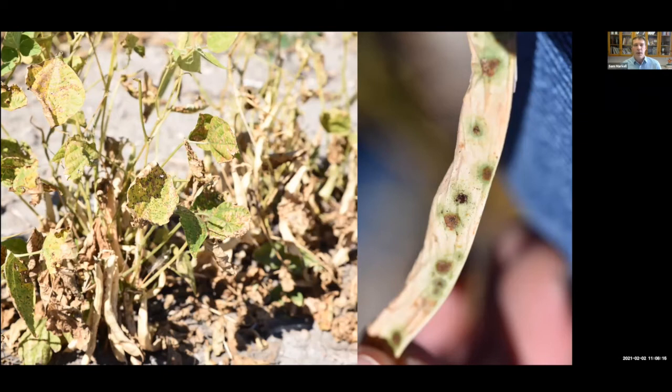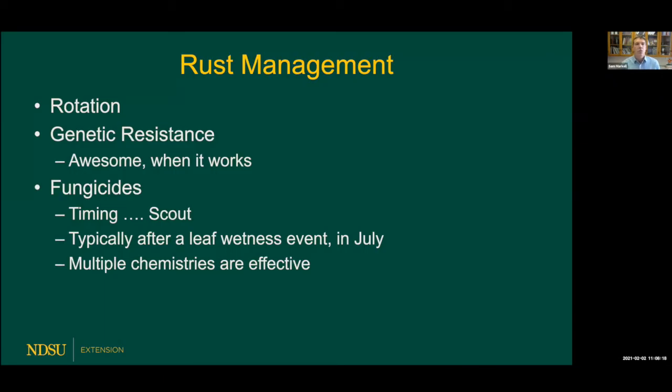It was pretty powerful. Okay, so rotation can help. Genetic resistance is really good when it works, but rust has multiple races, and a lot of the varieties are not resistant. That's changing, but slowly. Fungicides are important, and fungicides are very effective on rust, which is something that is not necessarily the case for some of the other diseases we work with.